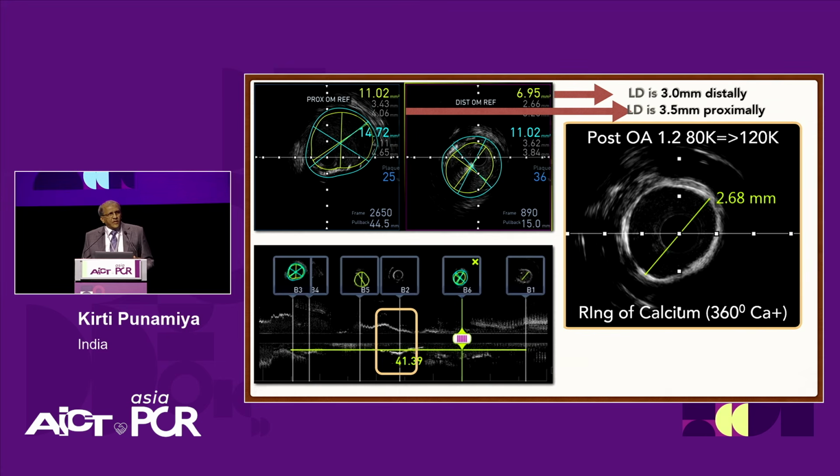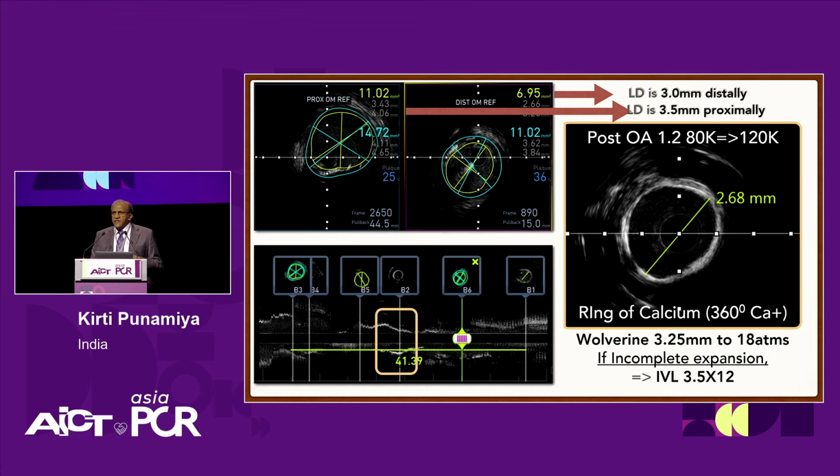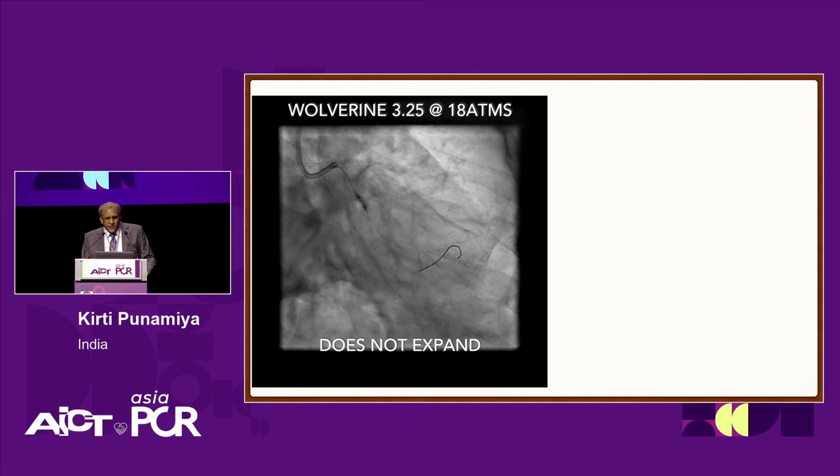Now, how do we go beyond this? So how does imaging help us in layering the next tools? There are only so many tools that we have actually for calcium. The question is, how do we play around with them? And so for me, if this is a 3.5 proximally, then I'd go a little undersized, put a size down with a Wolverine, see if it can go up to 16 to 18. And then if there are areas of inexpansion, then of course in circular calcium, more than 180, IVL would work, and even otherwise, I think that would be my choice.